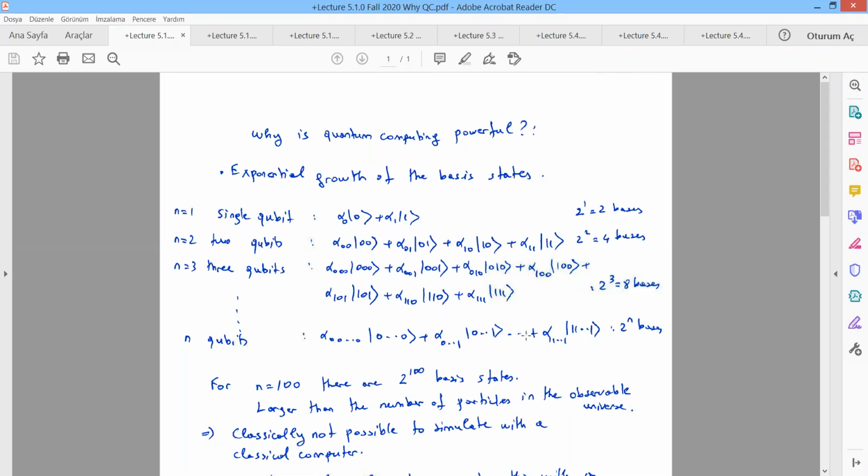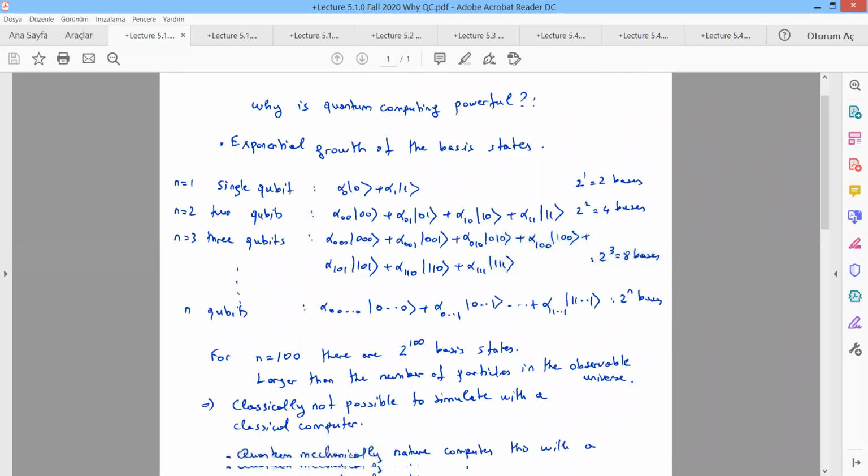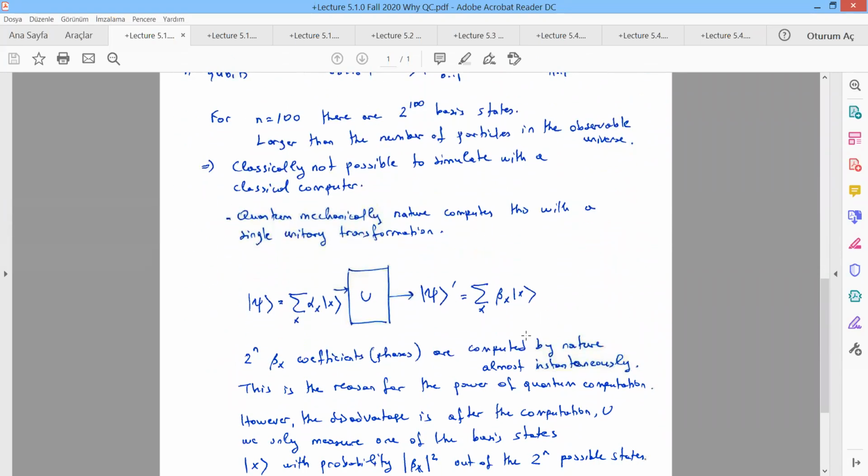Today's supercomputers are able to simulate quantum systems up to around 50 or 52 qubits. Above 50, 52 qubits, it's not possible given the current computational capacity of classical computers to simulate a quantum system. So this is the basic power behind quantum computation. But surprisingly, quantum mechanically, nature computes all these 2 to the n coefficients with a single unitary transformation.